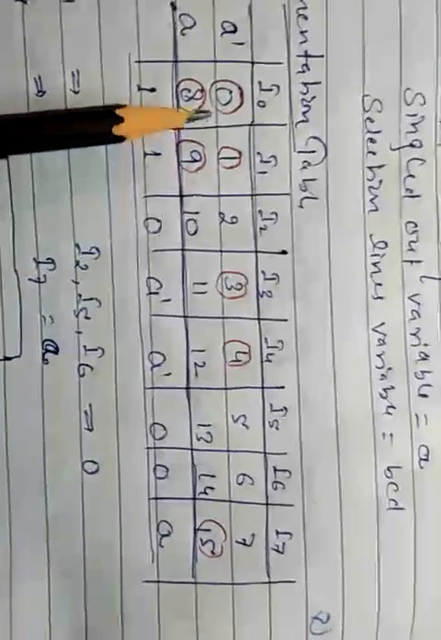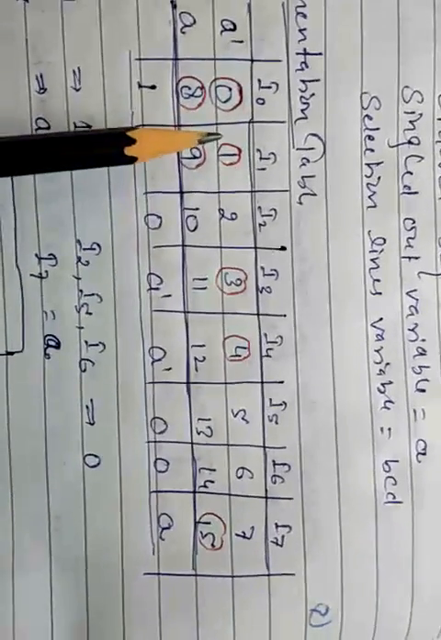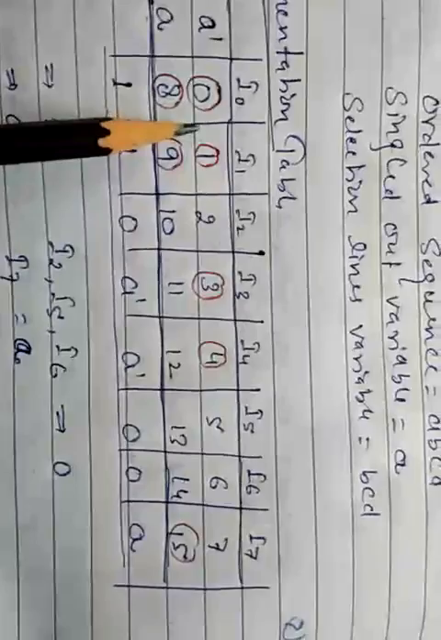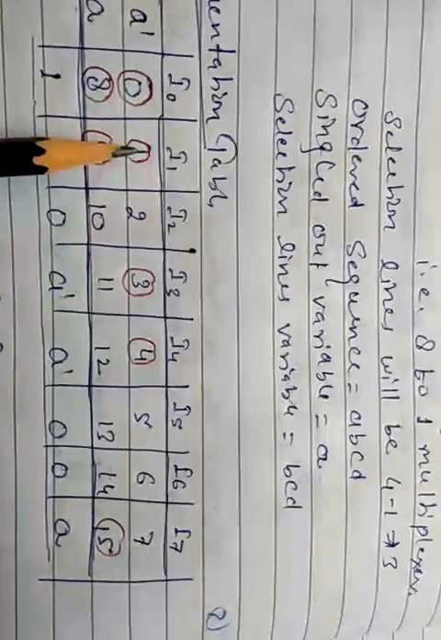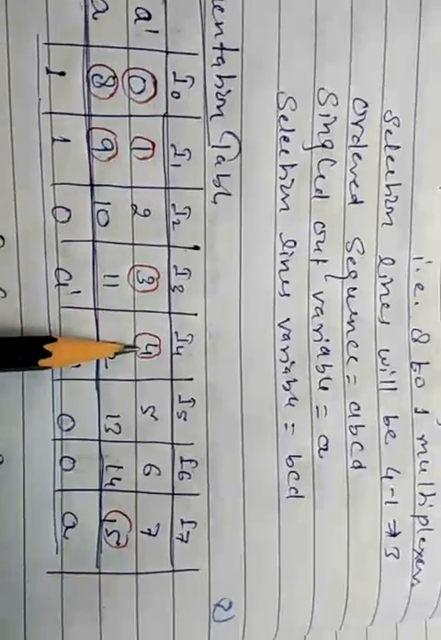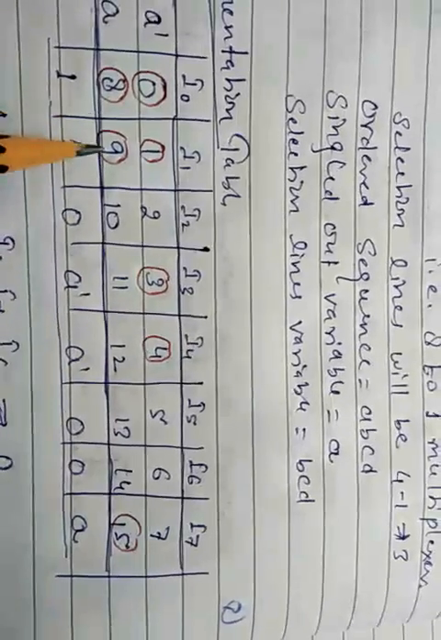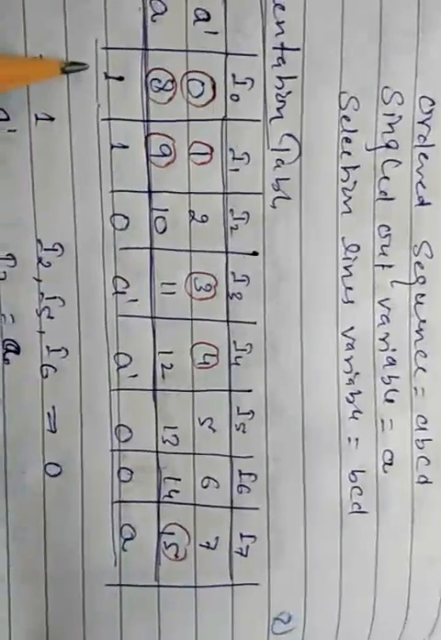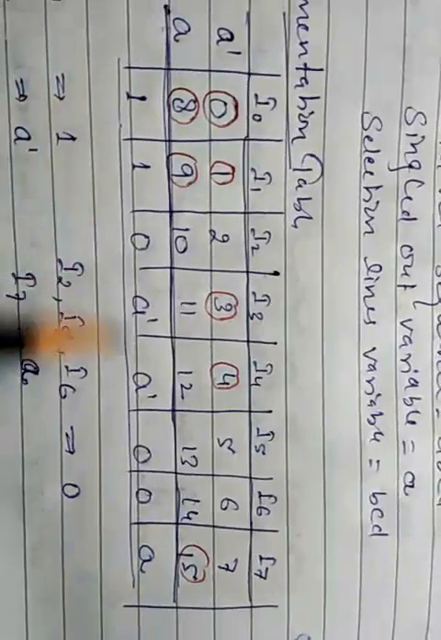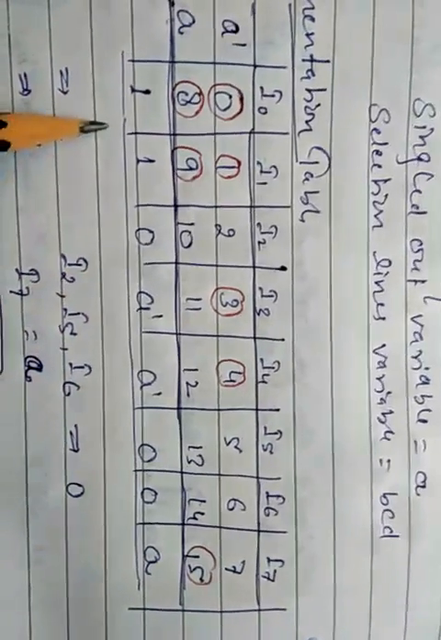So just circle the numbers which are given in the question. So the first numbers are 0, 1, 3, 4, and the next numbers are 8, 9 and 15. Now the important thing in this table is the bottom line of this.